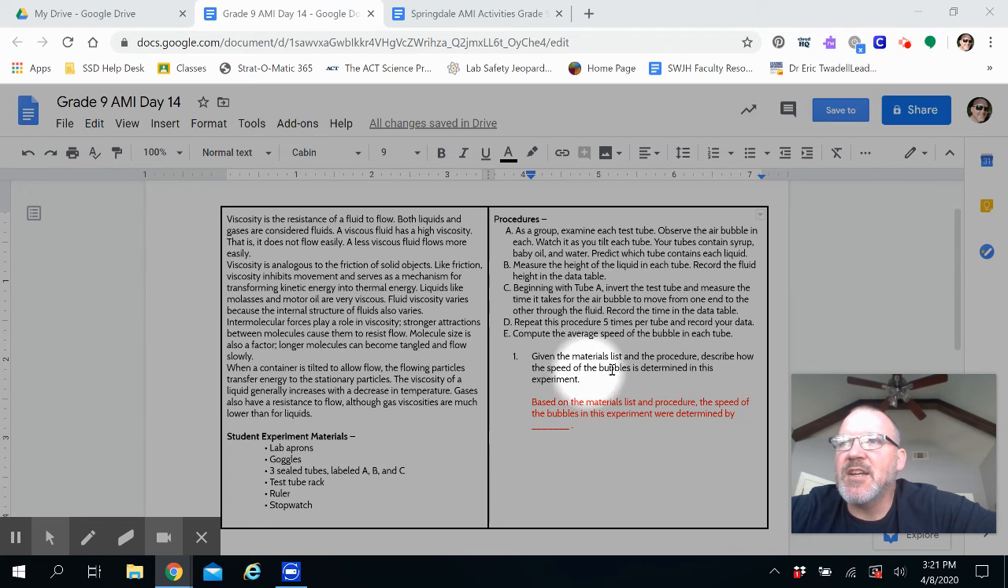So the question here: describe how the speed of the bubbles is determined in this experiment. You're going to have a distance measurement and a time measurement. So describe your process here to answer this question correctly.